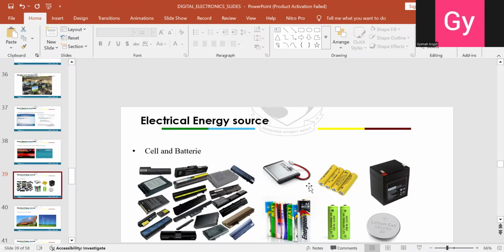In electronics, when we say a cell and a battery, the only difference is that after designing an electrical source, if it is just one entity that you design, we call it a cell. So we have primary cells and secondary cells. I think you did this at the SHS level. Let me give you the difference between the primary cell and the secondary cell. The primary cell we don't recharge, but the secondary cell we recharge.